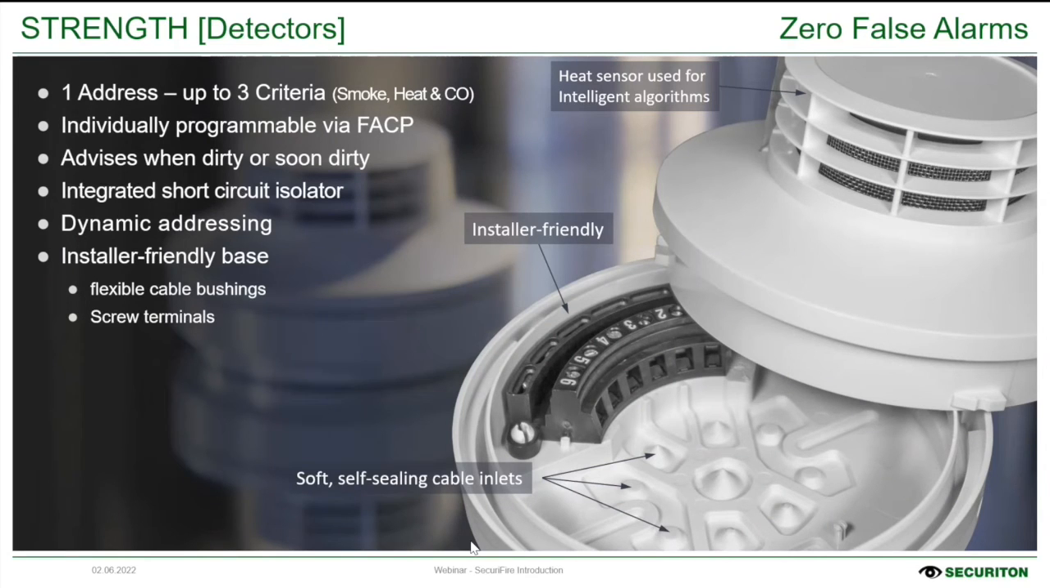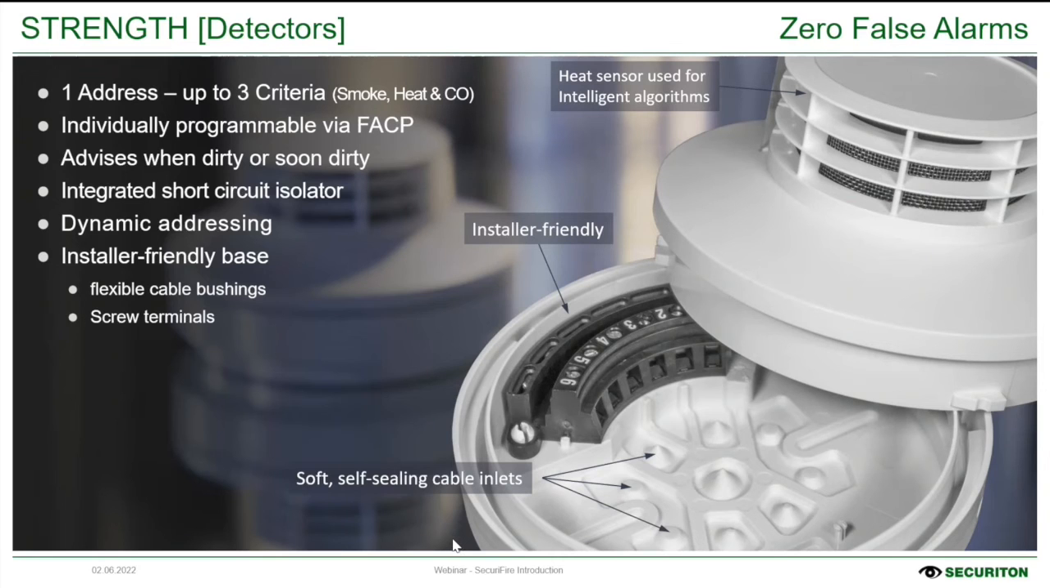Then what we see here, zero false alarms. Now our detectors are protected, of course, against false alarms, which means now our detectors have only one address with up to 3 criteria on it, like smoke, heat, CO, individually programmable via fire alarm control panel. It advises you when dirty or soon dirty, either directly on your panel with a message, or by maintenance you even get the pollution state directly displayed.